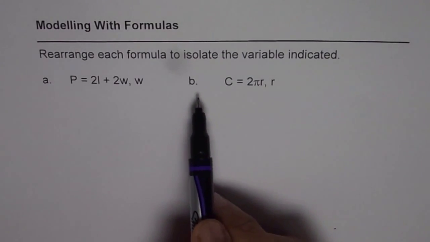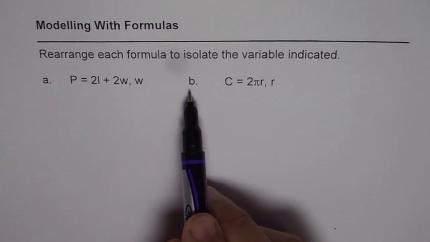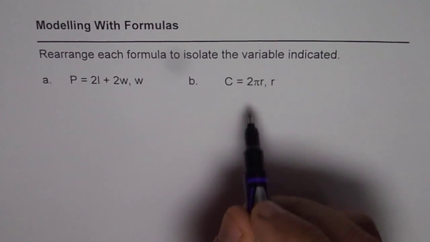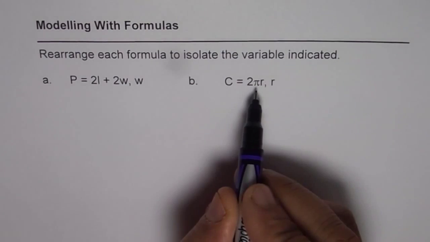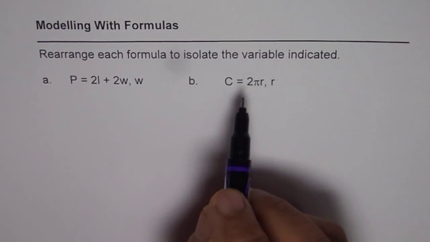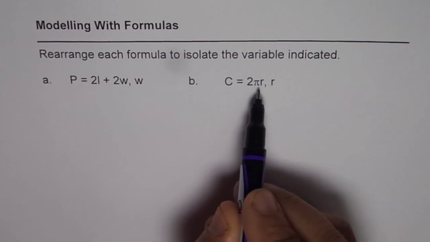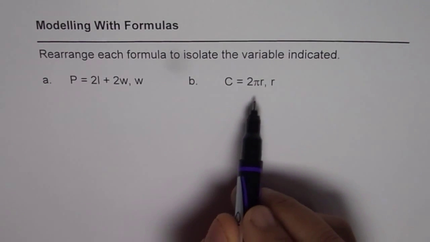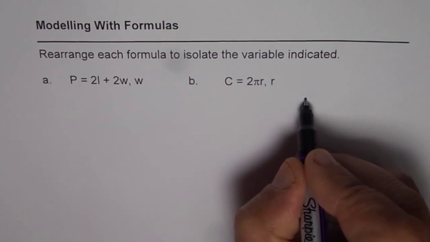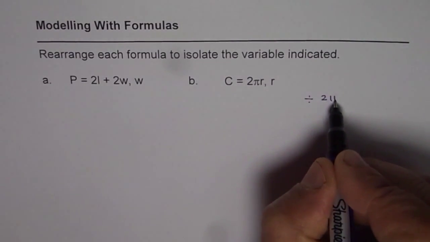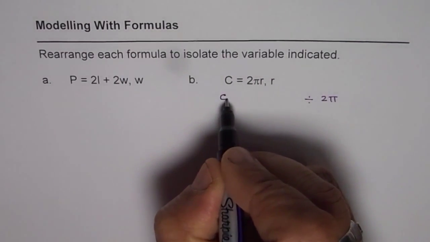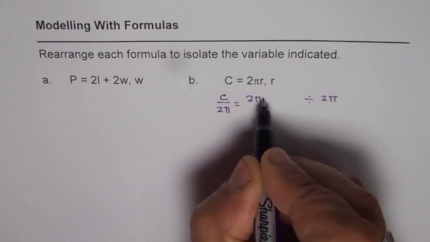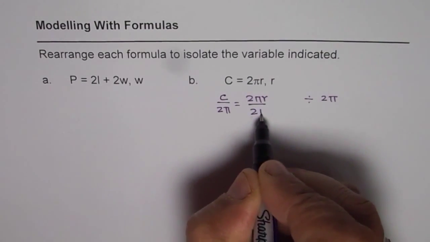To begin with, I'll start with part B, where let us isolate r first. So we are given C equals 2 pi r. Now to isolate r, I do not want this 2 pi on the right side. Since 2 pi is being multiplied to r, we will do the reverse of that. That means we'll divide both sides by 2 pi, right? So what we get here is C divided by 2 pi equals 2 pi r divided by 2 pi.